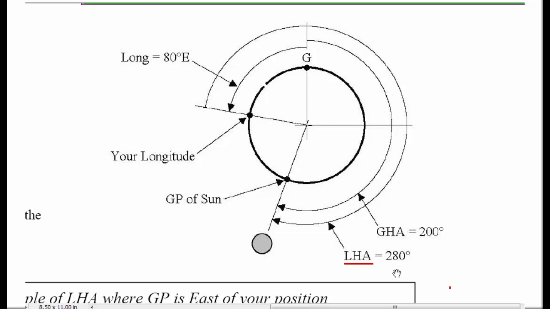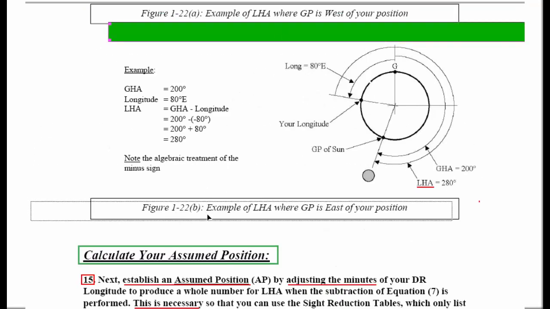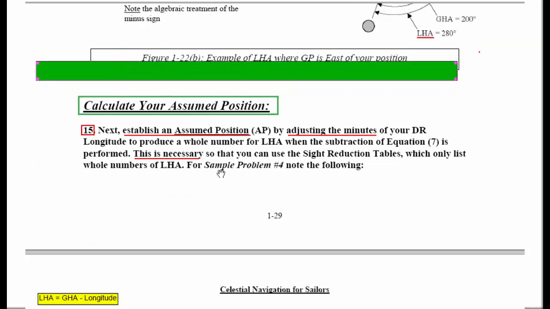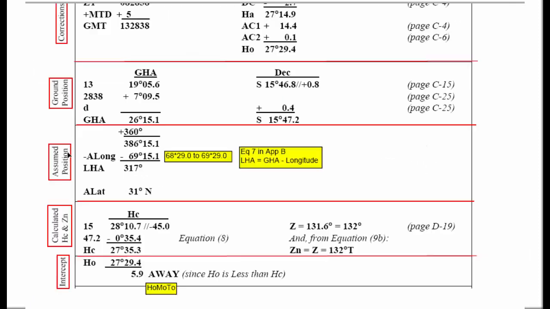So let's then go down to this next topic. And this says calculate your assumed position. And let's read this. Next, establish an assumed position, AP, by adjusting the minutes of your DR longitude to produce a whole number for LHA when the subtraction of equation 7 is performed. This is necessary so that you can use the site reduction tables, which only list whole numbers of LHA degrees.